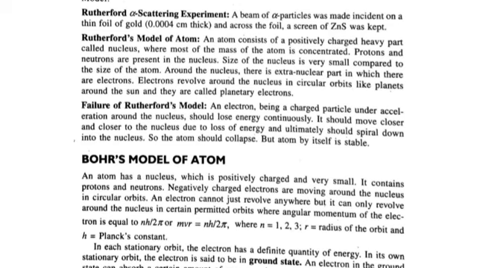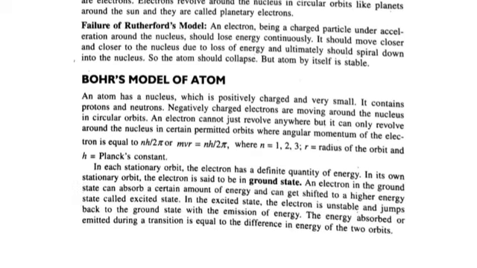Now let's discuss Bohr's model of atom. It will be asked: what is Bohr's model of atom? An atom has a nucleus which is positively charged and very small. It contains protons and neutrons. Negatively charged electrons are moving around the nucleus.